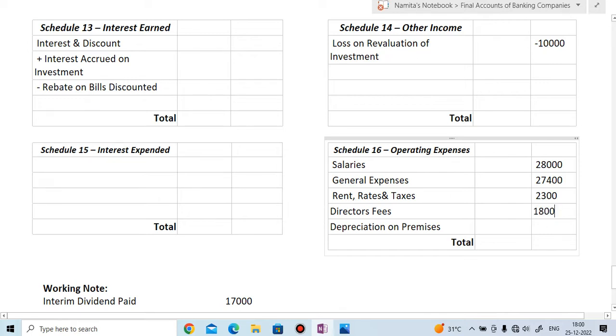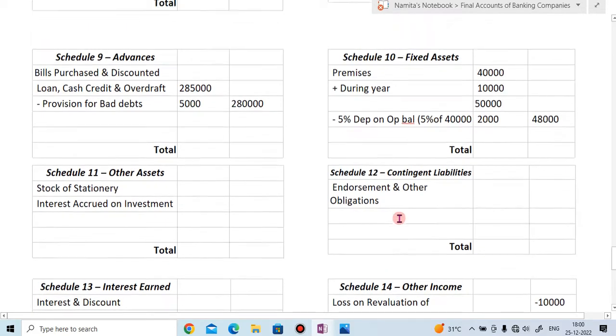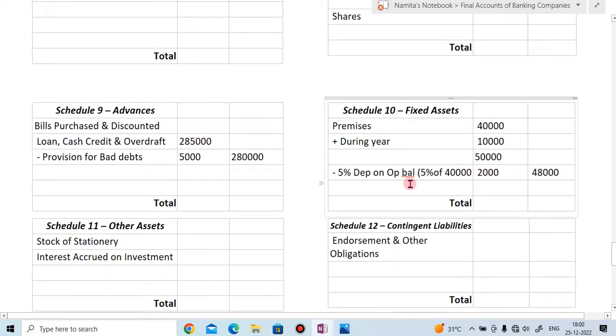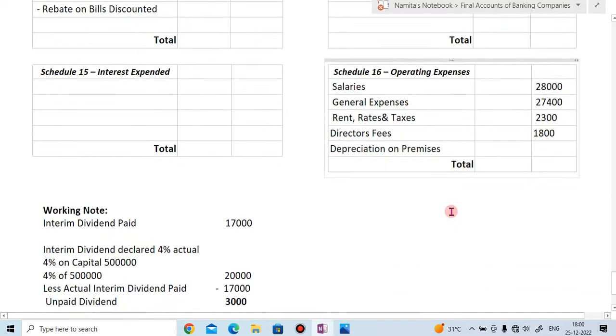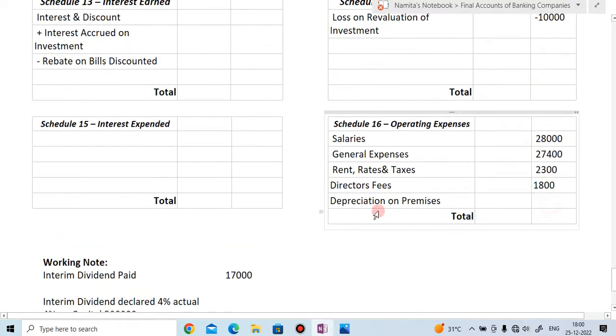1,800. Now here see, we have forgotten to give the second effect of this depreciation. First effect we have given in schedule number 10, fixed asset. Now this 2,000 second effect we have to give in operating expenses as depreciation on premises, 2,000 rupees. Okay.